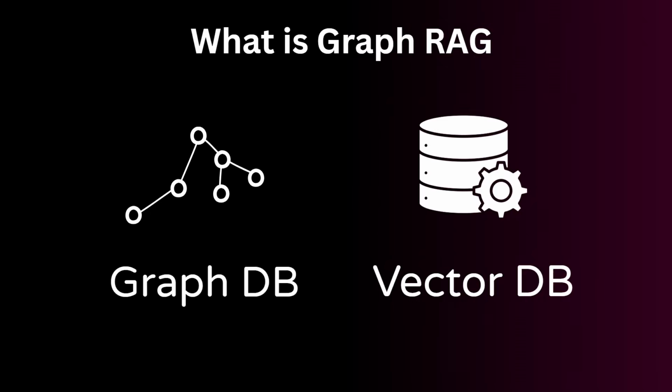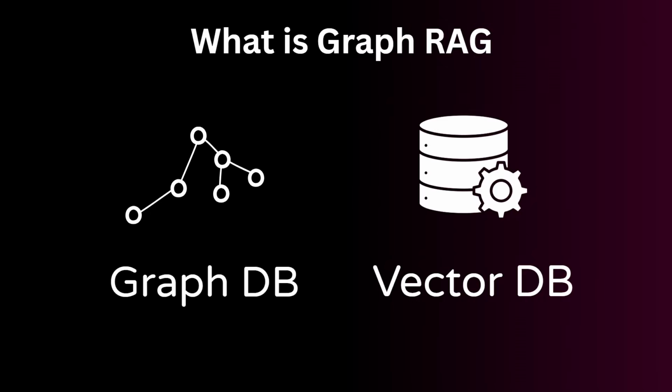Graph RAG is essentially an evolution of classic RAG. It's RAG plus relationships. Instead of storing knowledge as isolated text chunks, we store it as connected entities in a graph. Think of each entity, like an employee, a system, or a policy, as a node, and the relationships between them, like uses, governed by, or applies to, are the edges connecting those nodes.